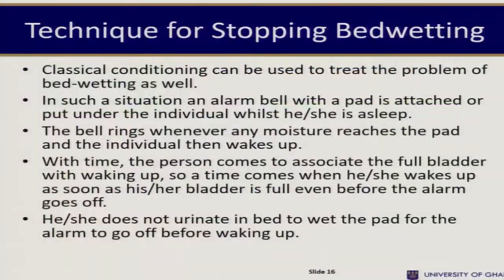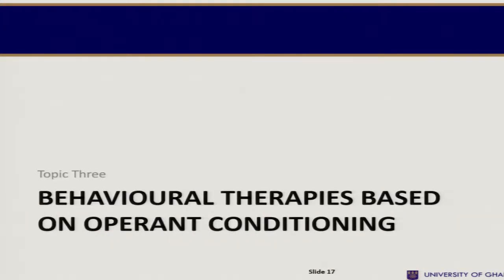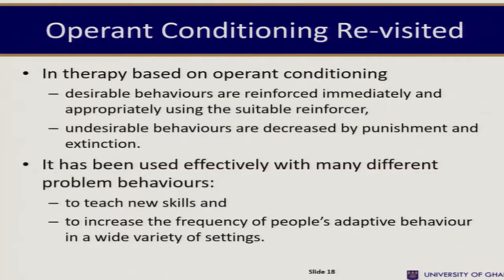So that is it for topic 2. Let's look at topic 3. Here we're going to consider the techniques based on operant conditioning. You remember our discussions on operant conditioning with the reinforcement and punishment and all that. In therapy based on operant conditioning, desirable behaviors are reinforced immediately and appropriately using the suitable reinforcer, the same way as undesirable behaviors are decreased by punishment and extinction.